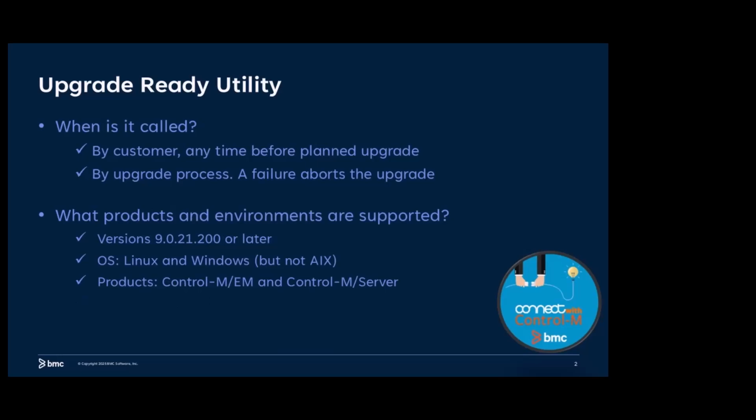This utility should be executed by customers at any time before the upgrade date in order to identify any potential problems and fix them ahead of time. It is also executed by the upgrade process itself, and if it finds any problem, this means this environment is not ready for the upgrade and it will cause the upgrade to fail. You can run this utility for version 9.0.21.200 environments and above, running on Linux and Windows operating systems only, and it's only available for Control-M EM and Control-M Server.